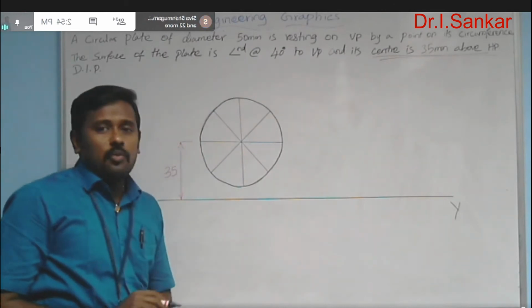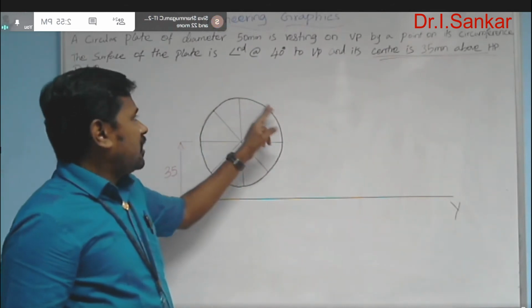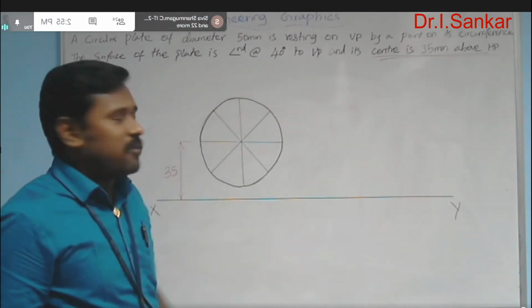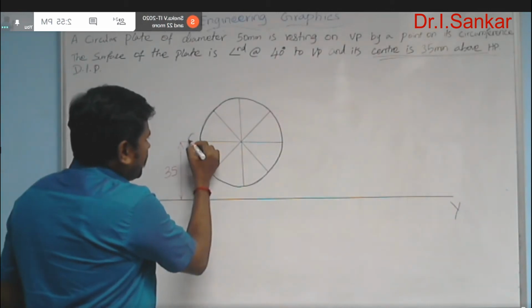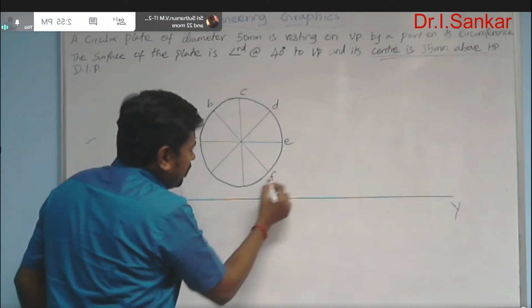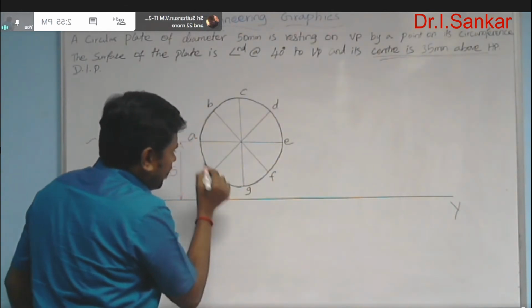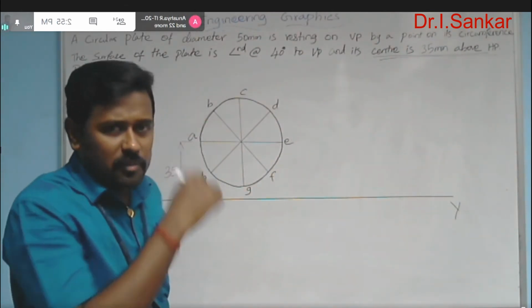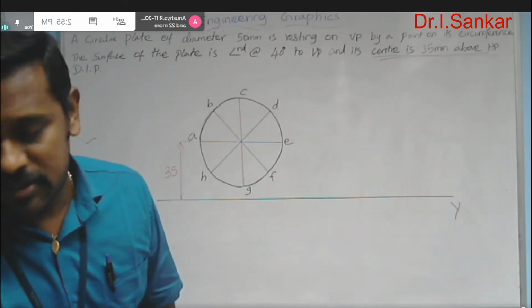Now you need to name each and every circumference point with the alphabets, starting from A, B, C, D, E, F, G, and finally H, and immediately drop the projectors from each and every alphabet.